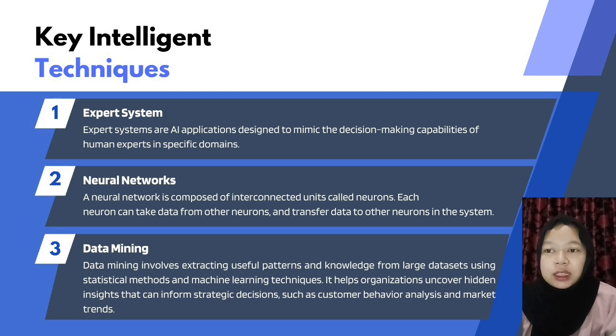And the second is neural networks. Neural networks comprise interconnected units called neurons. Each neuron can take data from other neurons and transfer data to other neurons in the system. The artificial neurons are not biological physical entities like in the human brain, but instead are software programs and mathematical models that perform the input data and output function of neurons.